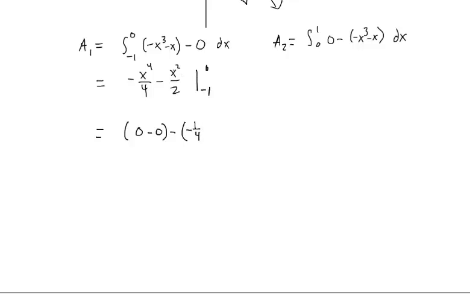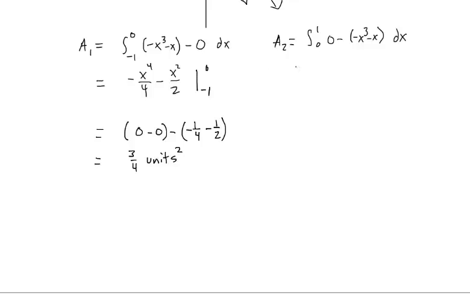And when we put negative 1 and we square it, it's positive 1, so minus 1/2. So area 1 is equal to negative 1/4 minus 1/2 is negative 3/4, and then we have a minus sign out front. So it's equal to 3/4 units squared.